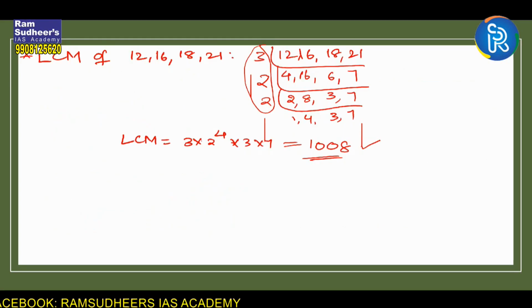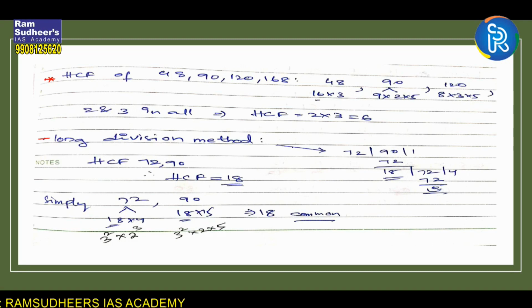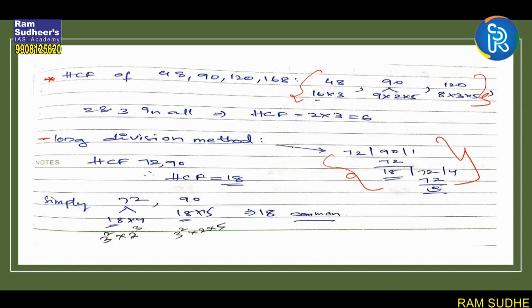And next, moving to HCF. HCF can also be found similarly in two ways. One is the long division method, and the other is the same prime factorization we have used for LCM. The long division is the most standard method and I would not like to discuss it, as many of you would be aware. And this one I would discuss because this would save you time.